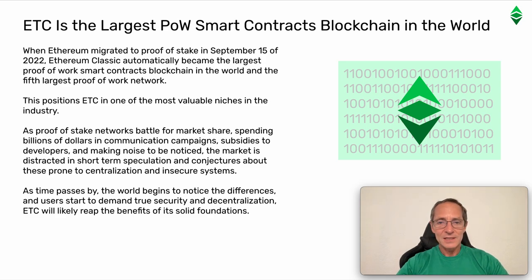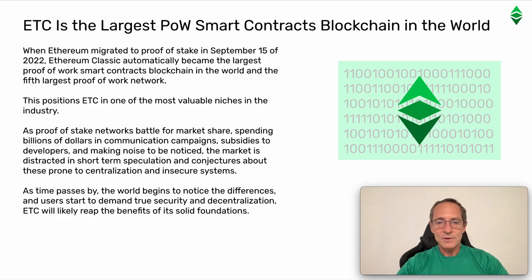When Ethereum migrated to proof-of-stake on September 15 of 2022, Ethereum Classic automatically became the largest proof-of-work smart contracts blockchain in the world and the 5th largest proof-of-work network. This positions ETC in one of the most valuable niches in the industry.